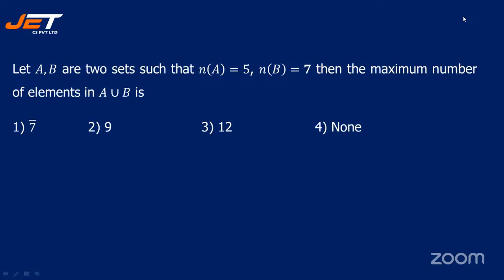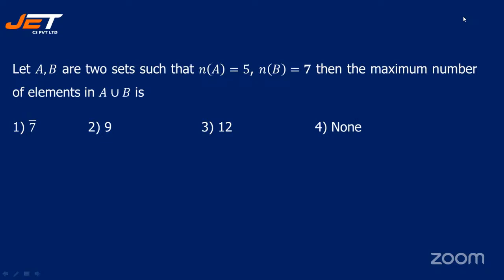So please understand the question. It's a very simple one. A, B are two sets such that n(A) is 5, n(B) is 7, then the maximum number of elements in A union B is dash. Is it minus 7, 9, 12, or none?